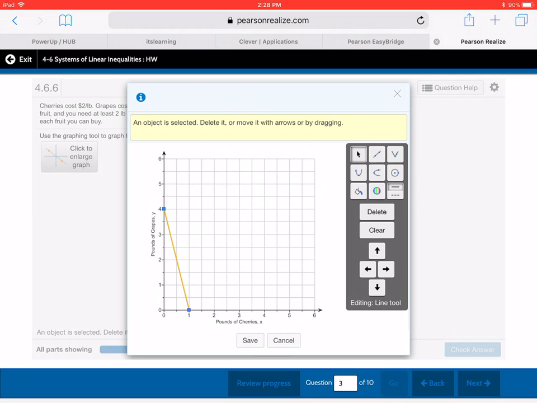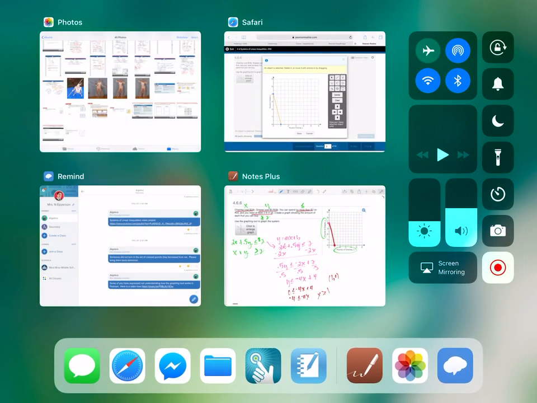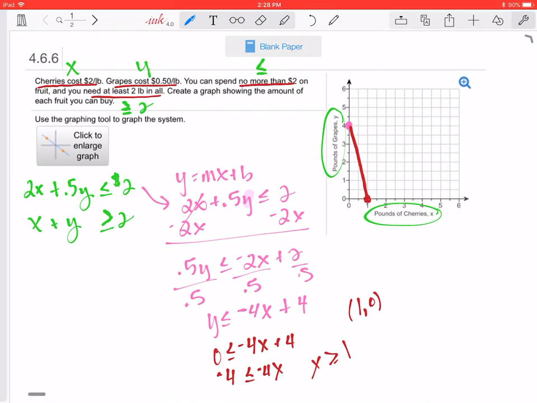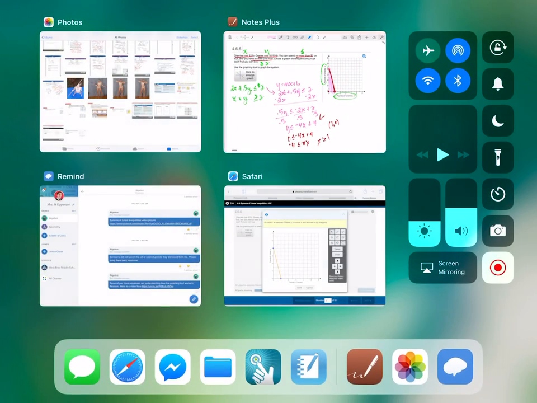But if it was dotted, if it was just greater than, I would have to have the slash. But we can keep it solid, and we need to figure out whether or not we need to shade above or below. Okay, well, let's go back to our inequality. So it says y is less than or equal to negative 4x plus 4. 0 is less than 4, so it's true, so I need to shade the bottom region of our graph.